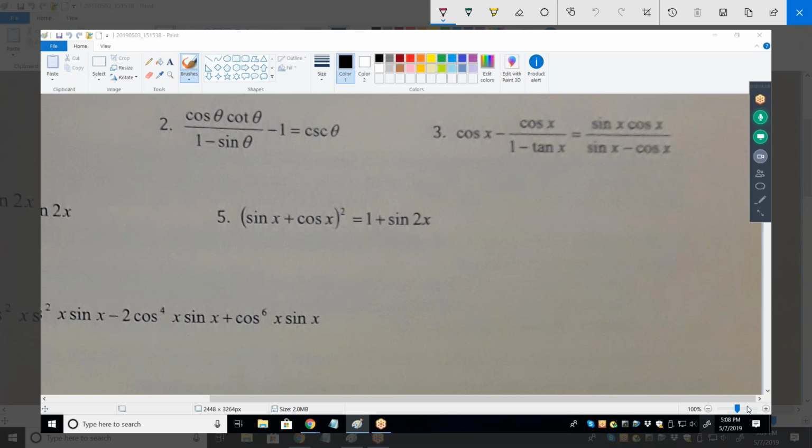It's the first thing I'm going to do on number 5. I think we may have done this one also, but it's worth doing this one again. And usually, if you don't know how to begin verifying a trig identity, do the only thing you can do. What's the only thing I can do here? Foil. Right. Square that term on the left. So what do you get when you square it?